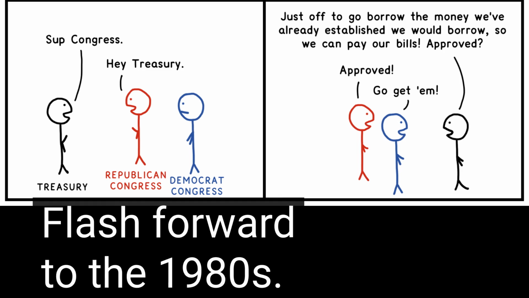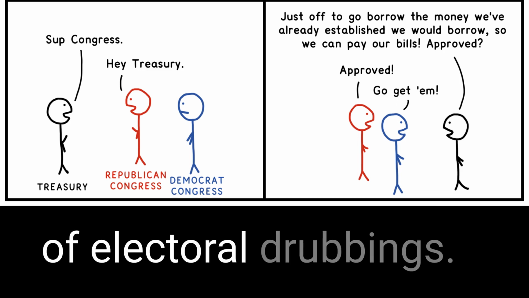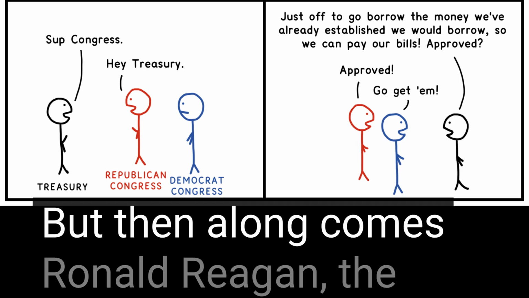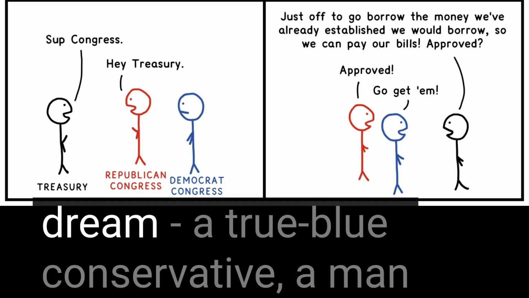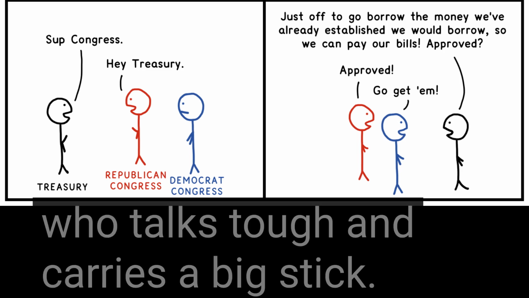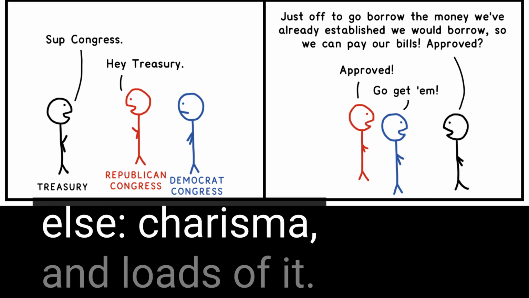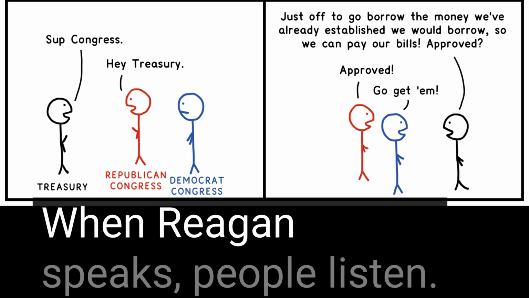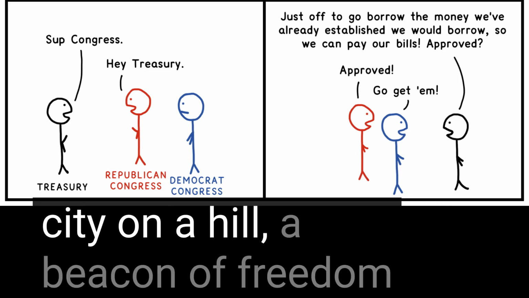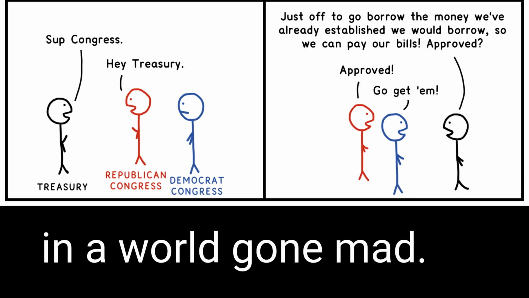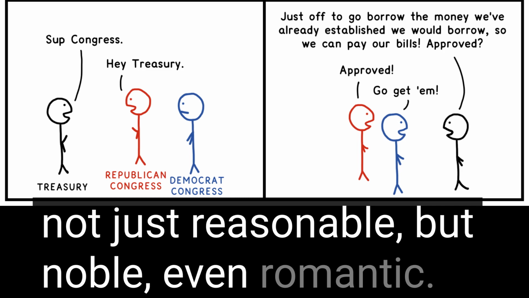Flash forward to the 1980s. The RFS are in retreat, beaten back by years of electoral drubbings. But then along comes Ronald Reagan, the great communicator. Reagan looks like a fundamentalist dream, a true blue conservative, a man who talks tough and carries a big stick. But he's also got something else: charisma, and loads of it. When Reagan speaks, people listen. He spins grand visions of a shining city on a hill, a beacon of freedom in a world gone mad. He makes conservatism sound not just reasonable, but noble, even romantic.